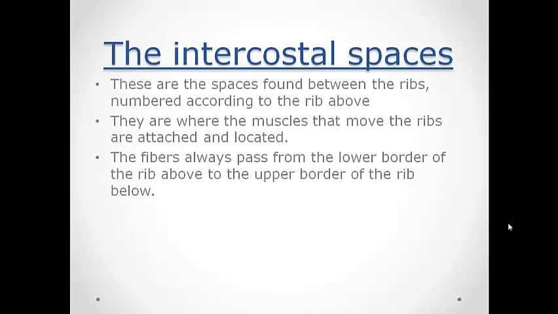Like I just said, the intercostal spaces are spaces that are found between the ribs, and they're usually numbered according to the rib above. So the intercostal space, for example, between rib 2 and 3 would be the second intercostal space.